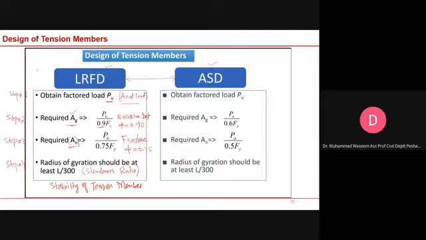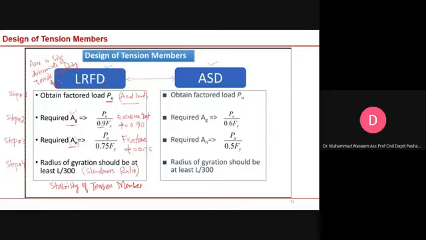We calculate the cross-sectional area because the cross-sectional area is the sole determinant of the strength of the tensile member. That's why we calculate the cross-sectional area.